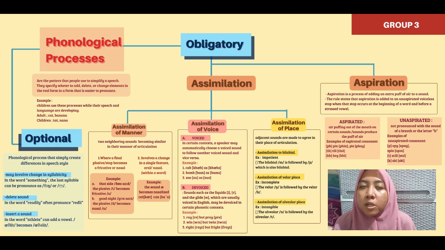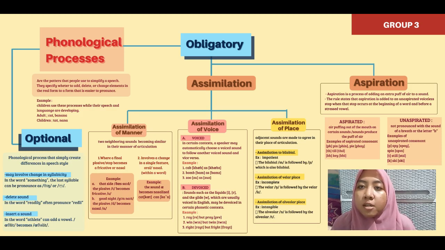I would like to explain about the obligatory phonological process. Obligatory phonological process is a rule that most native speakers of a specific language apply to make a string of phonetic units easier to pronounce and perceive. It is usually done subconsciously by the native speaker. Obligatory phonological process includes assimilation.